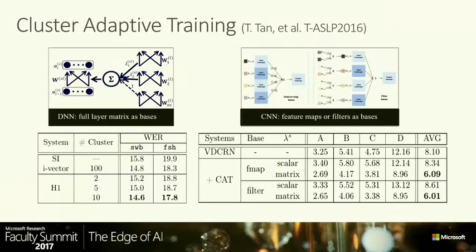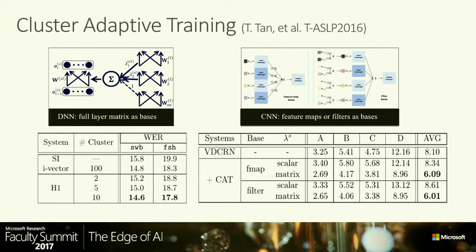So how to utilize the limited data to do fast and effective adaptation is one main research topic for noise robust speech recognition. Several adaptation strategies are developed in our lab. The first one is named cluster adaptive training.